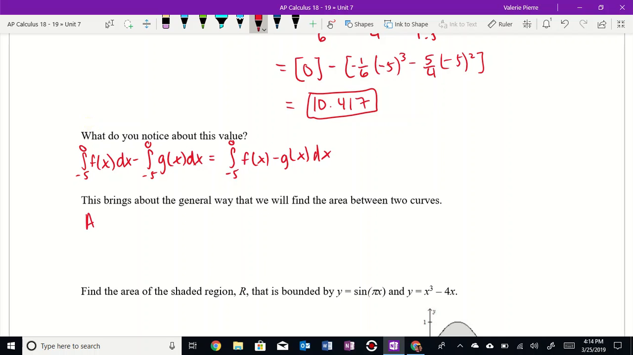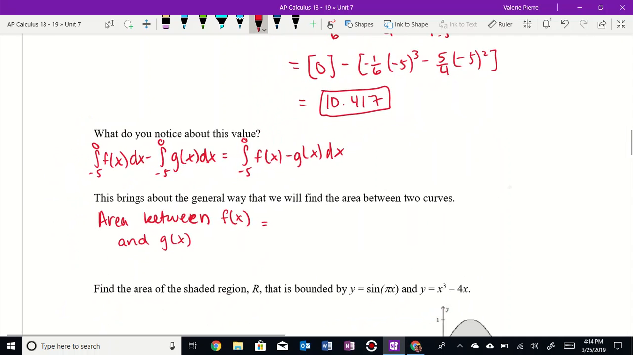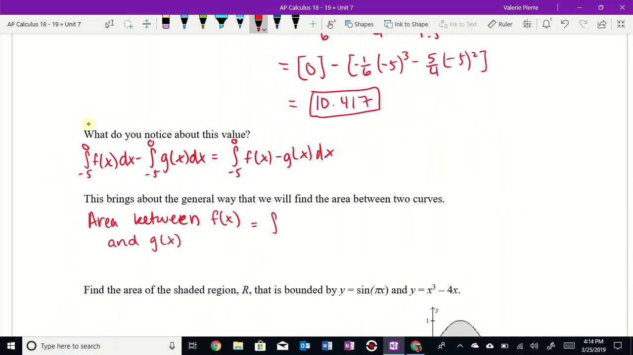Okay, so the area between f of x and g of x will be equal to the definite integral from a to b of f of x minus g of x dx. But there are some conditions.